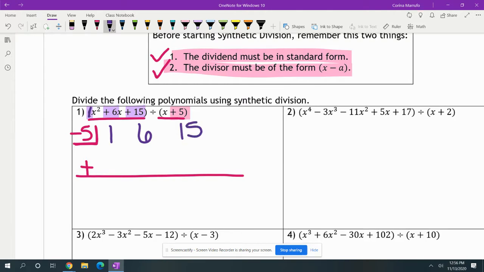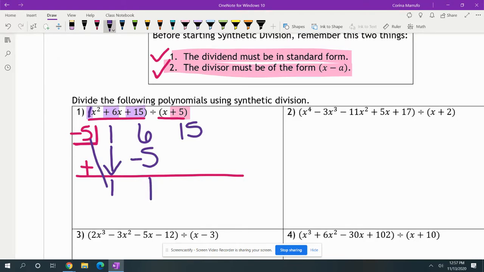Okay, and then these are the steps. So once you have that problem set up, you go through these steps. You drop the first number. So we drop the first number, okay? That's a 1, and then you multiply. So negative 5 times 1 is going to give you negative 5, and you write it here. Okay, then from there, you're going to go ahead and add 6 plus negative 5 gives you 1.